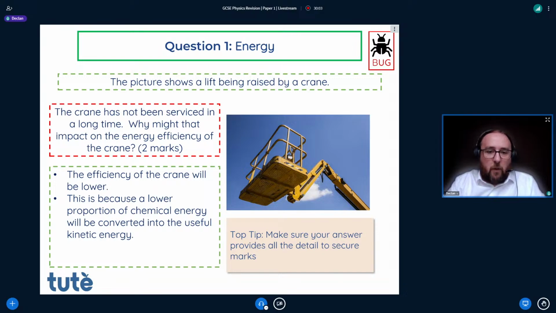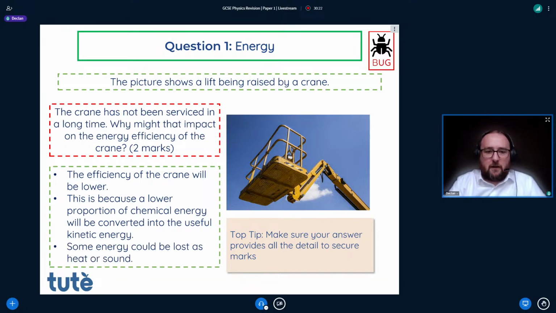It's because a lower proportion of that chemical energy that's going in will be converted into that useful kinetic energy to move the crane higher. So it's not as efficient, not as much energy is being used for the useful purpose. And then you may want to expand and say where that energy is going. If it's not going into the crane, where is it going? So you might want to say some of it could be lost as heat or sound.